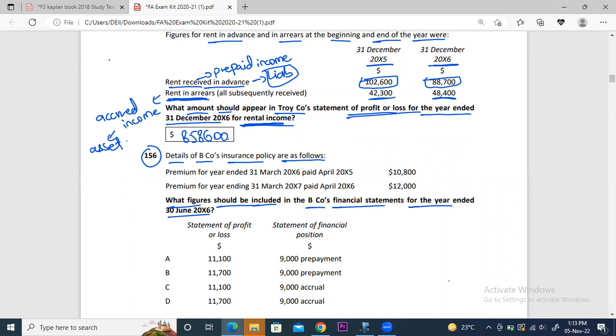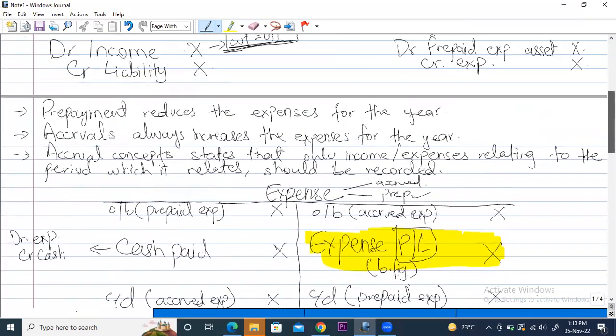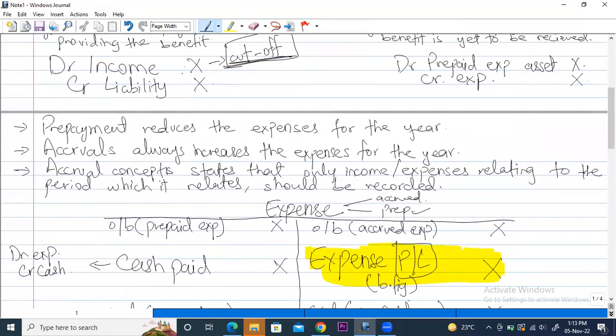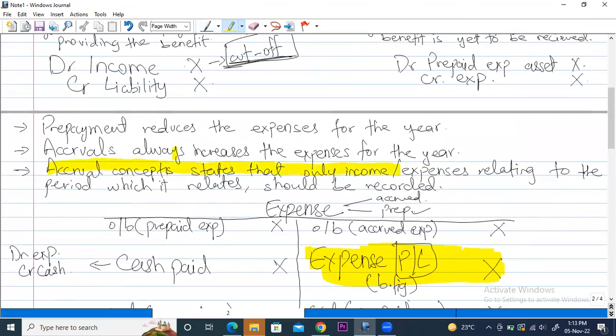Now, always remember, I'll go back again to the notes that I made. If you read point 3, what it says is accrual concept states that only income or expenses, and in this case it's expense, relating to the period. Relating to the period means till the year end, not below that, not higher than that, should be recorded as expense or income, not anything which exceeds that. So this exact rule, point number 3, we have to follow in the timeline method.